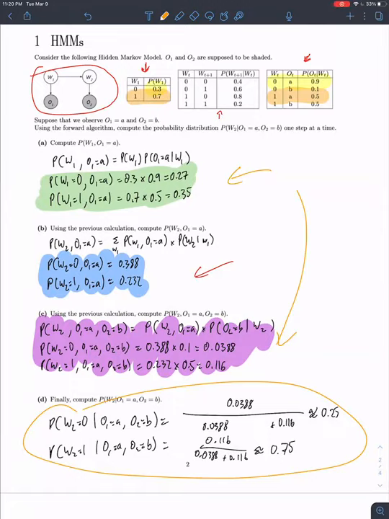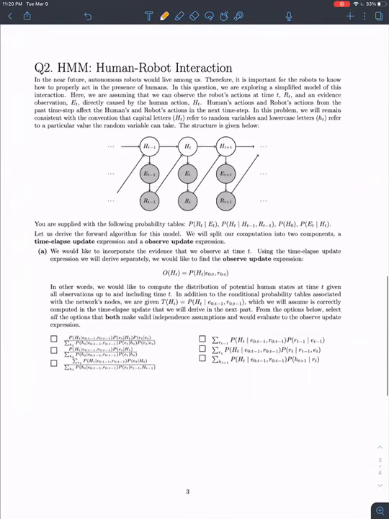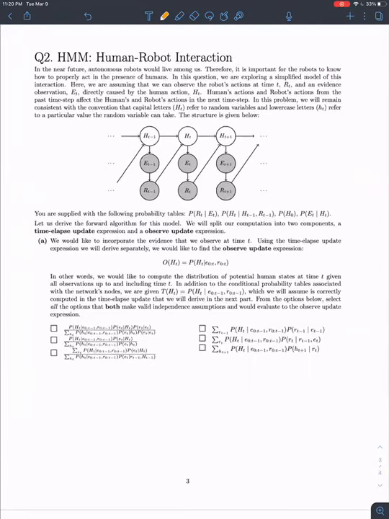Well, all right. So that was question 1. I hope that wasn't too crazy for you. Next is question 2. And I guess this is kind of harder because it's not quite an HMM. It's a little bit different.